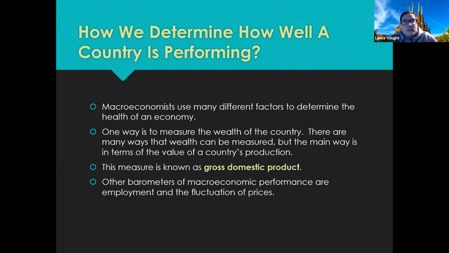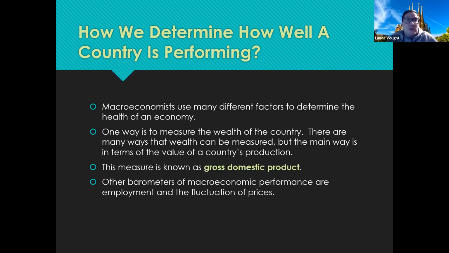And then the second one is going to be fluctuation of prices. Inflation might be a term that you're familiar with. That's basically what we're going to be discussing. How do prices change over time and what's causing them to change over time? And how does that result in some sort of consequence in terms of economic prosperity?